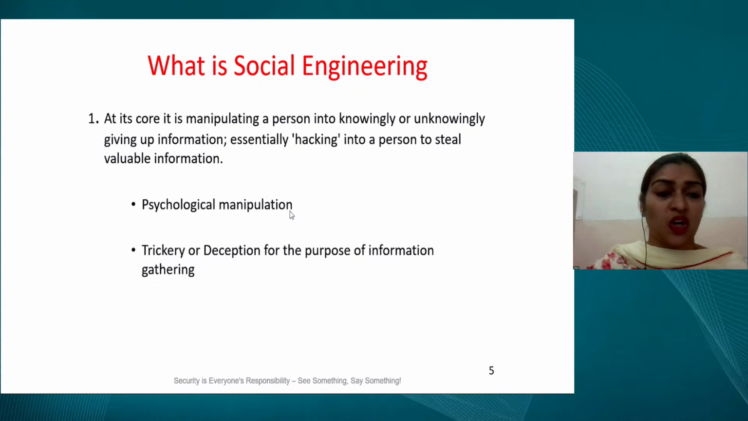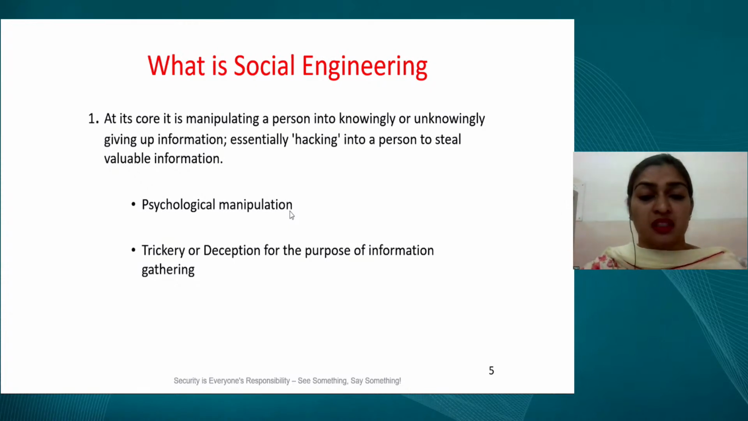Okay, so if we talk about social engineering, at the core, it is manipulating a person into knowingly or unknowingly giving up information. We might have heard in newspapers, in various blogs, that somebody hypnotized me to give this particular information which was very confidential, very critical. So a social engineering attack happens in one or more steps. These kinds of attacks are more of a psychological manipulation or deception of the victim, for the purpose of information gathering. Now, you are tricked in order to give that information. You are tricked, you are deceived.